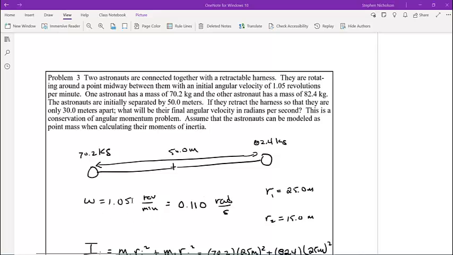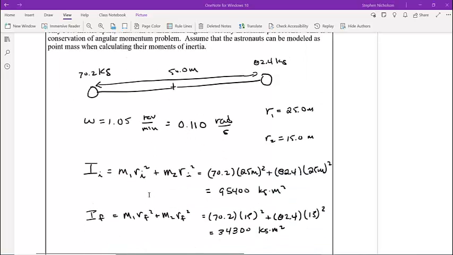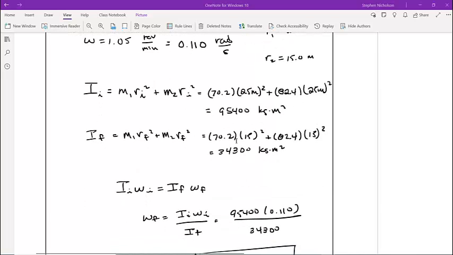You convert revolutions per minute to radians per second by multiplying by 2 pi and dividing by 60. The initial moment of inertia, that's a 25 meter radius, is this number. At the 15 meter radius, you get this number. They're large because people are heavy and the distances are big.